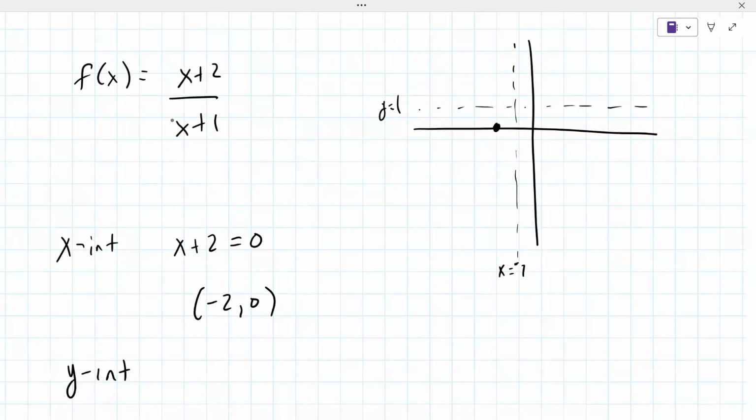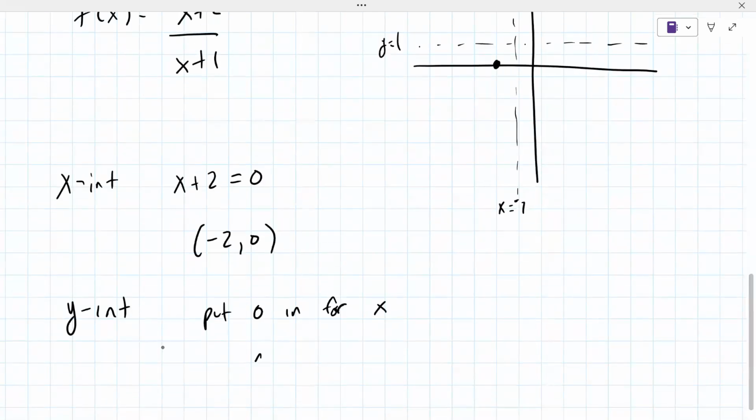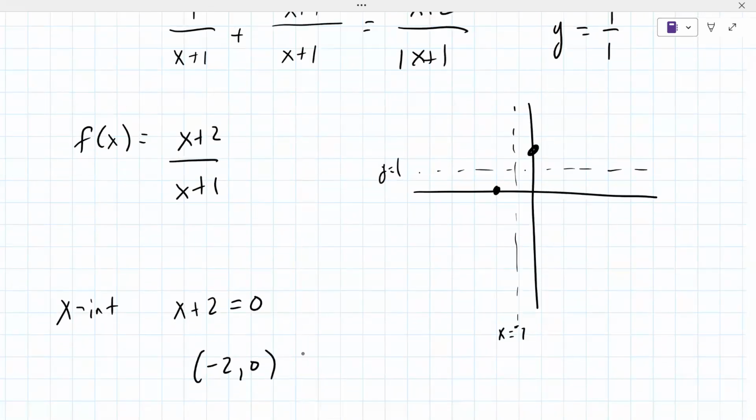How about the y-intercept? Remember how to find that. You put 0 in for x. Okay, so do that for us, please. And again, give me the answer as an ordered pair. 0 comma 2. 0, 2. So that's up here. So now the question is, how do we connect the dots here?